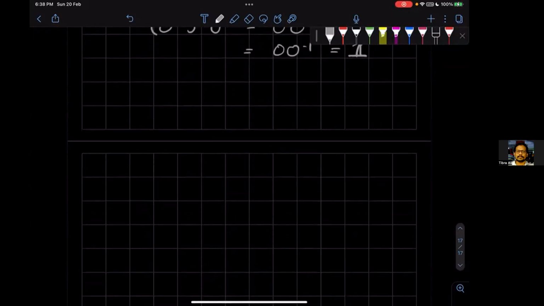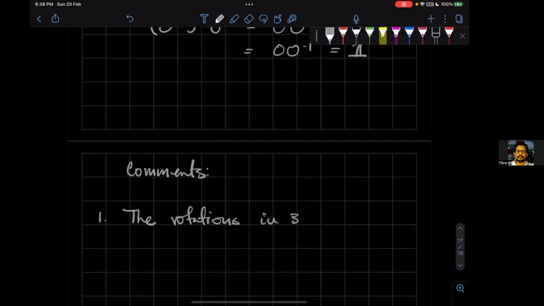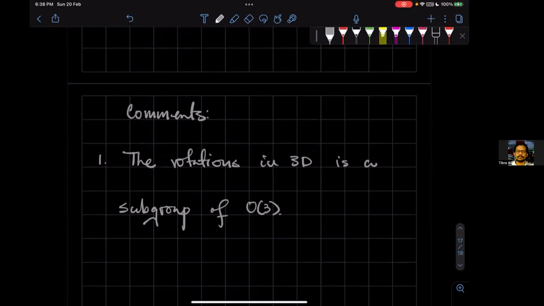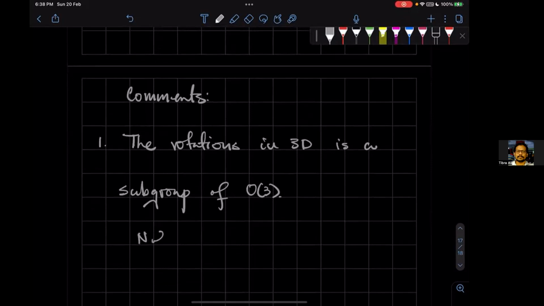Okay, let me make some comments then. The rotation in 3D is a subgroup of O3. Okay, so note that we have O transpose O is equal to 1.